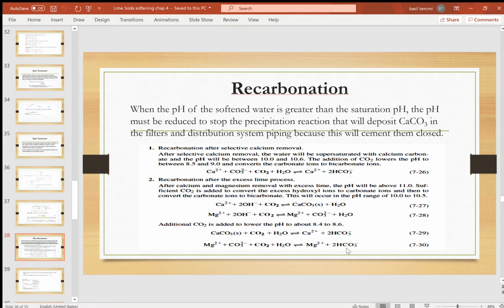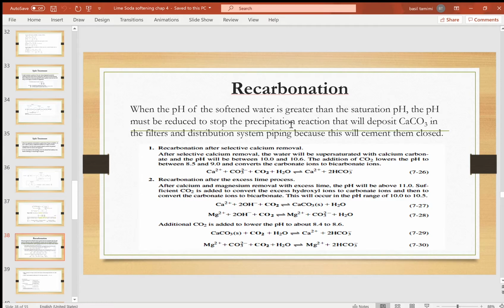back to the saturation. In softening, as you remember, we added lime in order to take out all the carbon dioxide and to raise the pH, because the precipitation of calcium carbonate would not take place at low pH. So in softening, we raise the pH. Once the softening is done, we have to bring back the pH to the pH of saturation, which is called recarbonation.